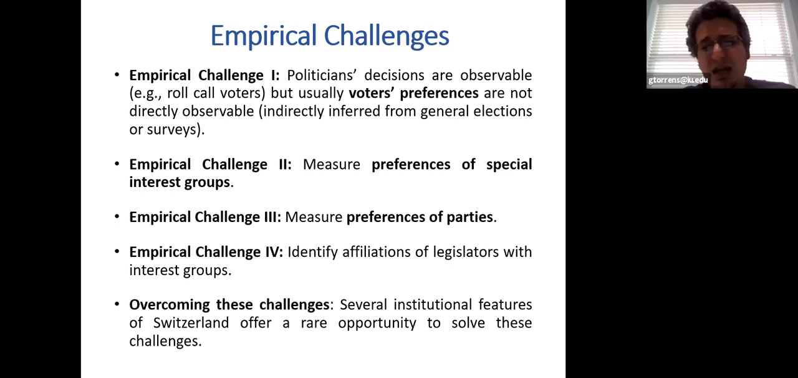The second challenge is that we usually don't have preferences of special interest groups over a particular legislative proposal. Something similar happens for parties. And on top of that, it's difficult to connect the interest groups with legislators. Sometimes the lobby system is so opaque that we don't really have that link between different interest groups and the legislators.